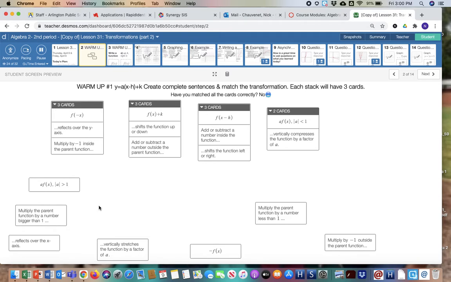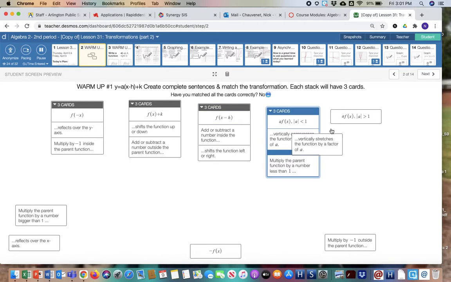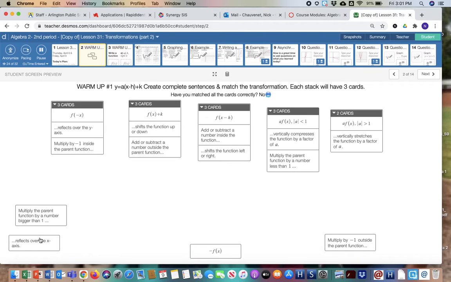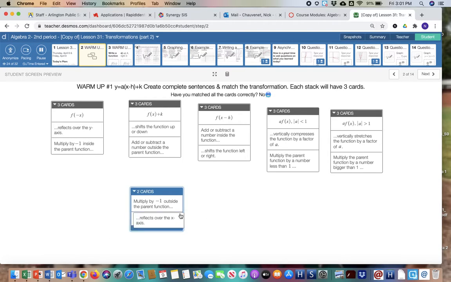So let's find that one. Multiply the parent function by a number less than 1. There we go. If the a value there is greater than 1, then that is going to be a vertical stretch, which means that value is going to be multiplied by a number greater than 1. And then lastly, if we multiply by a -1 on the outside, like this, that is going to reflect over the x-axis. So there we go.